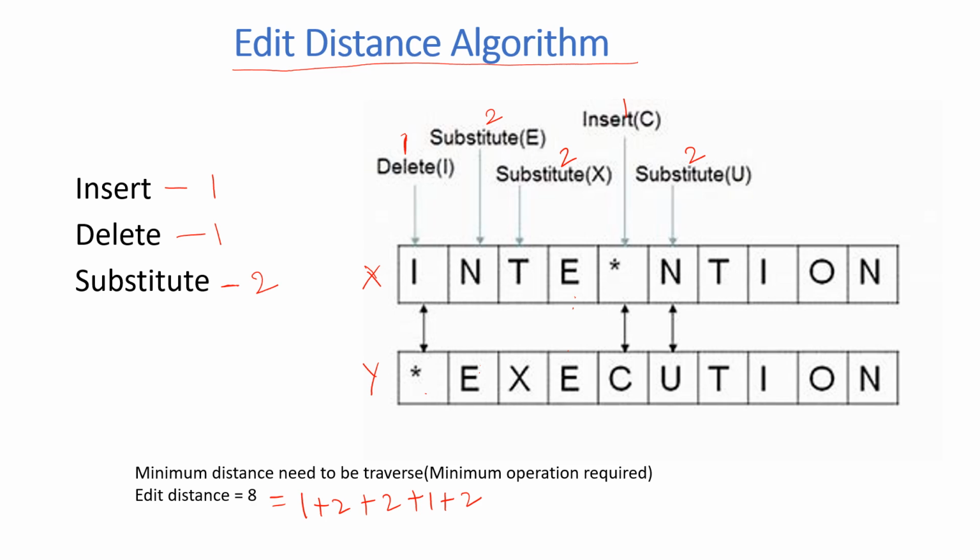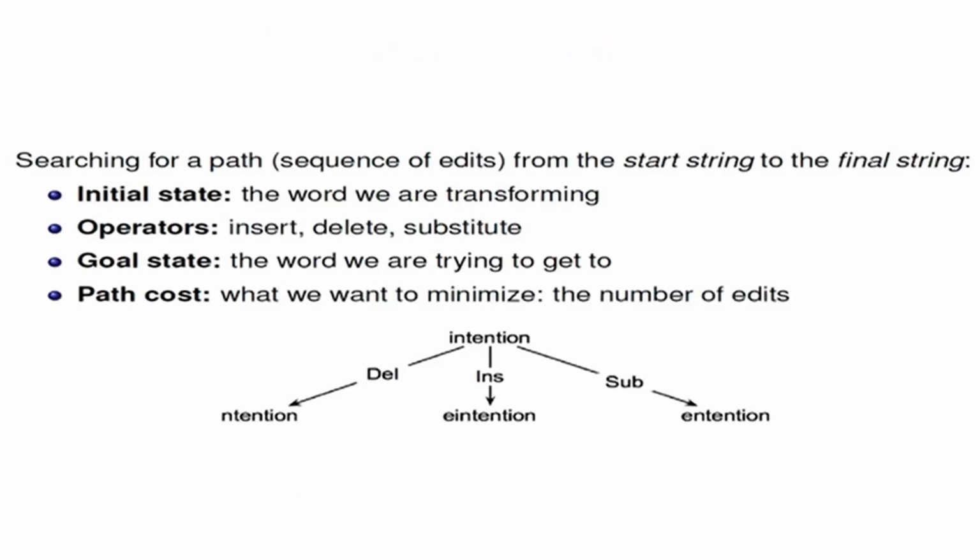The same way the spelling correction is done. Nowadays we have auto corrections. In case of auto correction, it searches for a path from the starting string to the final string. The initial is the string I want to transform. Then I need to check how many insertions, deletions and substitutions are required to reach the goal as the final state, and I want to know the cost of my path. And I want to minimize this distance. I want to change the minimum number of characters so that I can reach the final string.